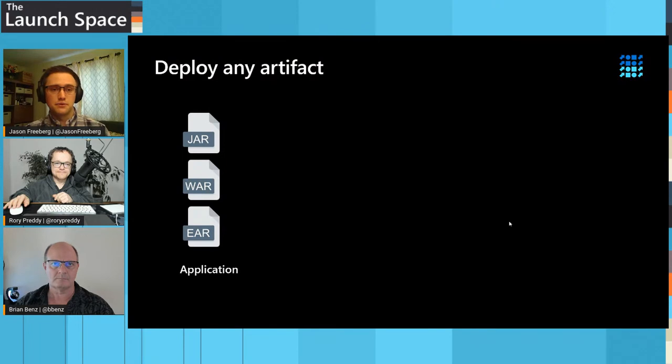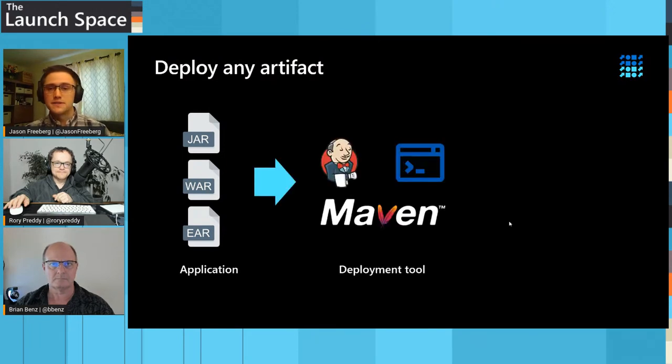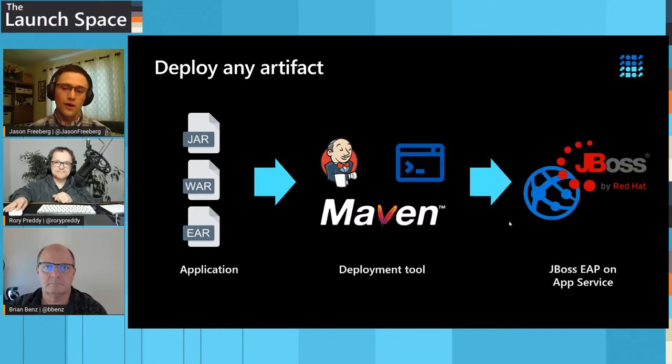So whether you're trying to deploy JAR, WAR, or EAR applications, you can use those same deployment tools we talked about earlier, like the Maven plugin, the Jenkins extension, or even the Azure CLI. And you can deploy those right onto JBoss on App Service.